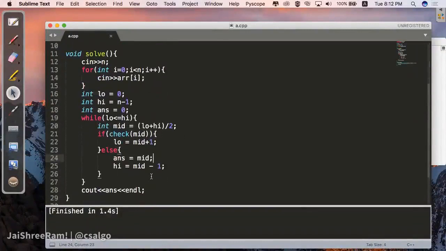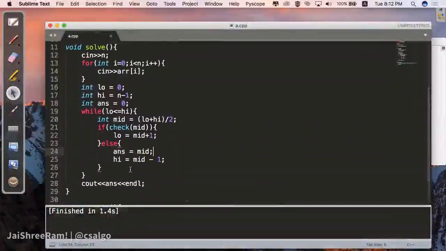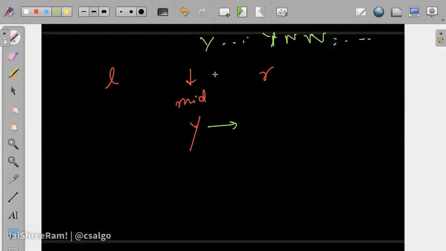Makes sense? Anyone having any doubt on this code? Nope. Okay. Then if there are no doubts on this code, we can move to the next thing: how do you decide on the complexity based on the f of x function and array space?